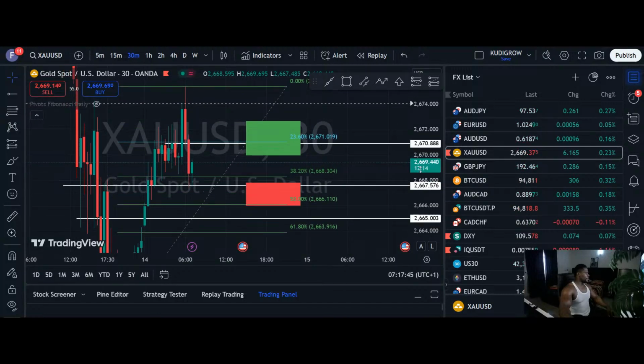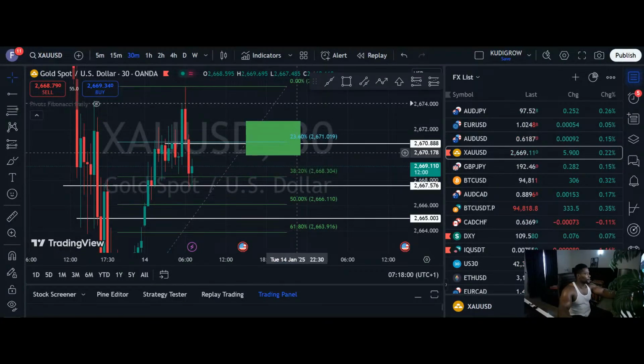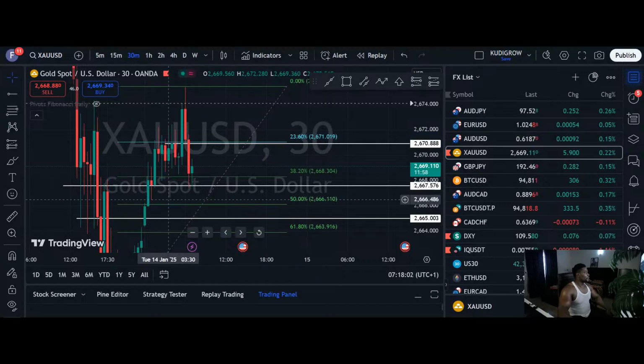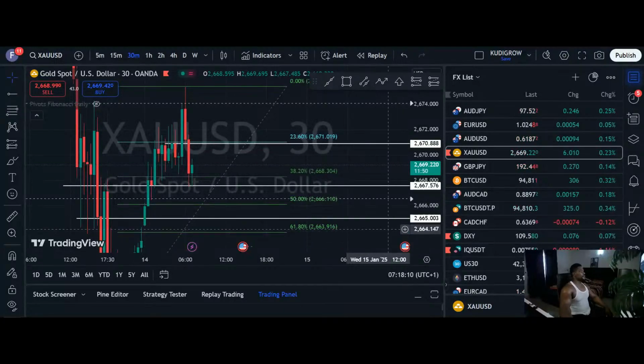Another thing is this. I want to add an alert below this area right here. This is another block, so I wouldn't want to take a trade here. When it's coming down here, I want to see the structure. Let me delete these here. When it comes below here, I need to take it off. So right here, I'm going to add an alert below as well. Boom. So that is it.